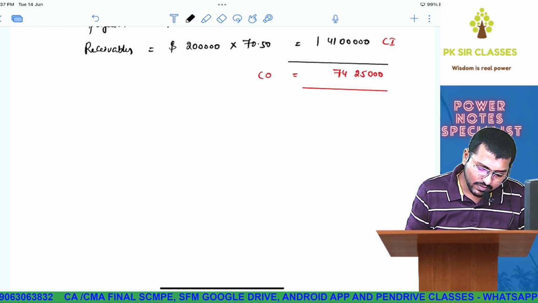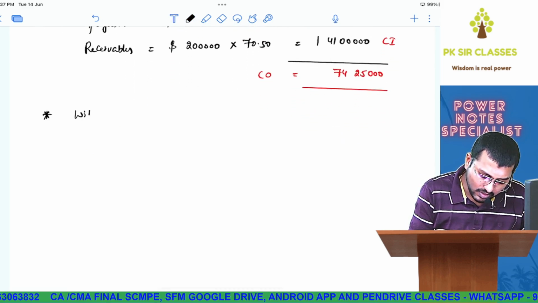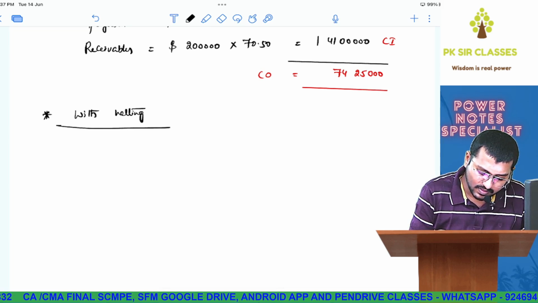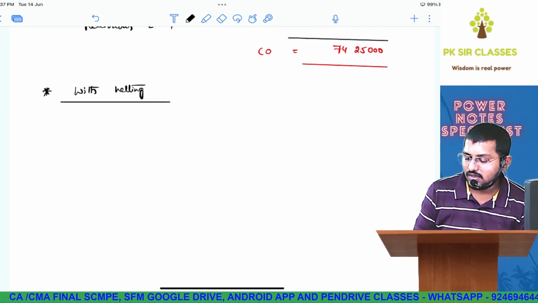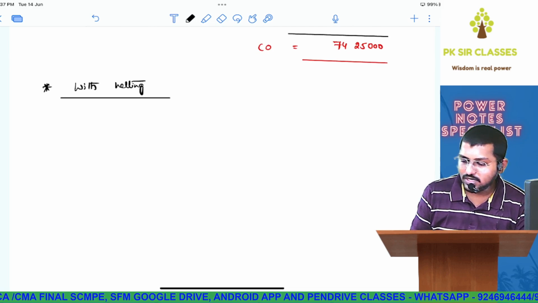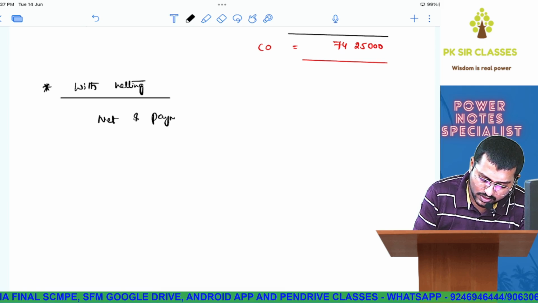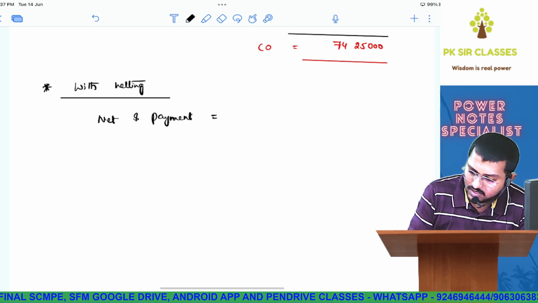Now let's see what our outflow will be with the netting option. So with netting, ready? If you net the payment, what's going to happen? The net dollar payment is equal to... what is your outflow?